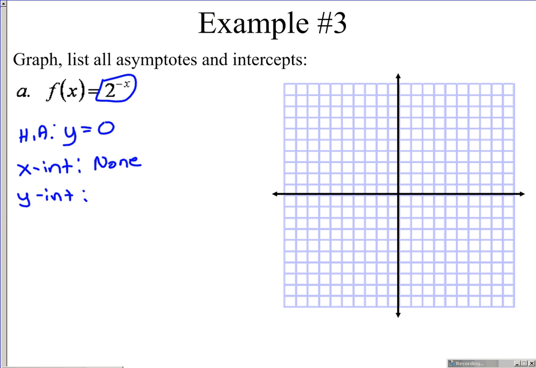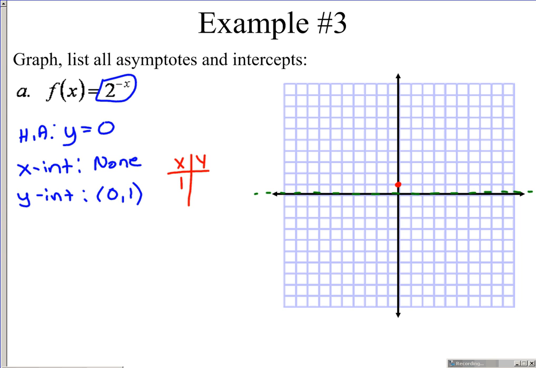Y-intercept. Again, we plug in 0. Anything to the 0 power is 1. Start graphing. Y equals 0. For your horizontal asymptote, your y-intercept is still at 0, 1. Pick a couple other values.